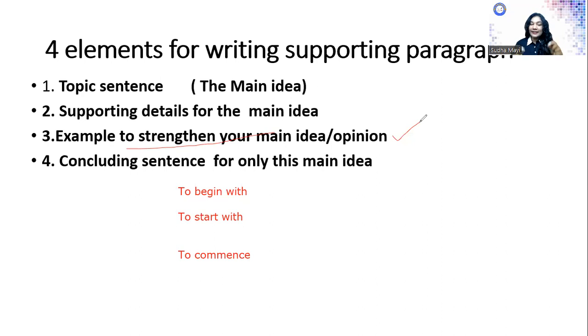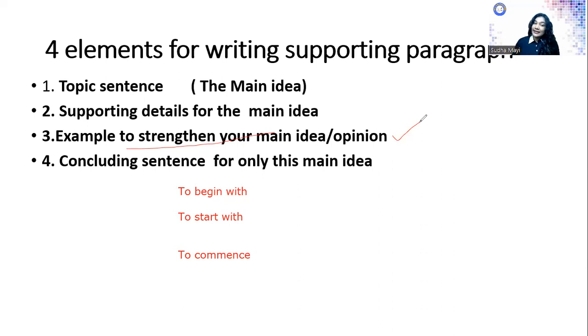And then finally, there's a short one line concluding sentence only for this main idea, not for the entire essay. So we have a topic sentence that is your main idea. You'll write it in one sentence, and then you'll say as or because or due to, and give supporting details. Why do you think like that? Why do you have this idea? Support it with some details, followed by an example, and then give a short conclusion summarizing the entire idea one more time.